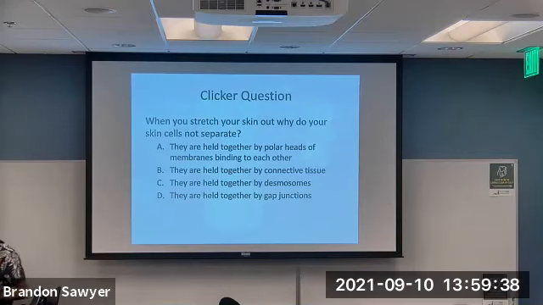Okay. All right, so most people honed in on C there. So they're held together by desmosomes. Okay, and that's exactly true for your skin cells. They're held together by desmosomes, which keeps them really tightly bound so they don't get pulled apart.